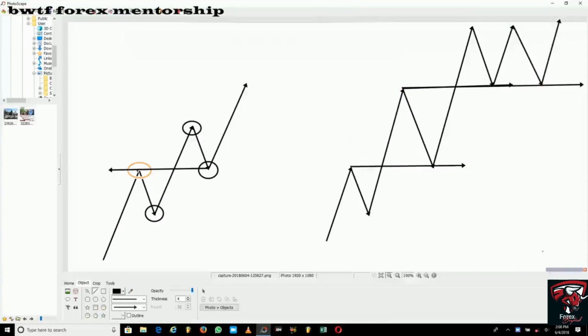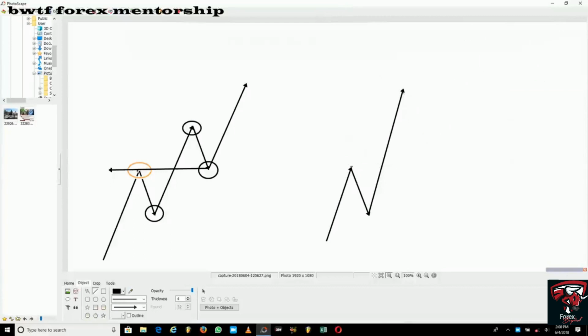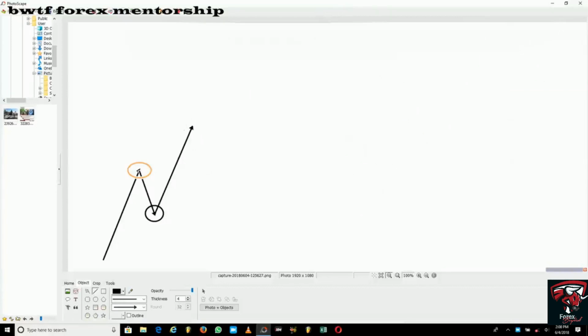So that's your job as a trader, to identify these swings. Wherever the market makes a turn, you understand? That's your job as a trader, to identify swings and turning points. It's the same thing, but yeah.